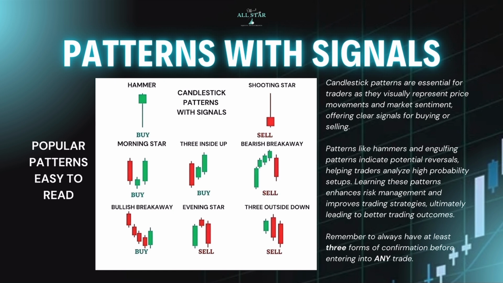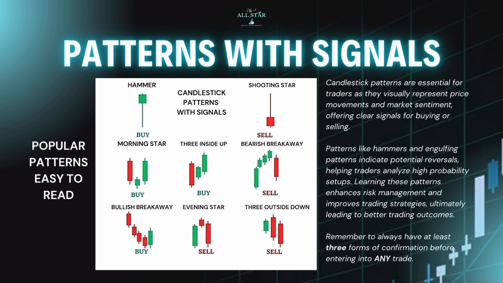Now when it comes to the 3 outside down, this pattern consists of 3 candles where the first is bullish, the second is bearish, and of course it's a bearish engulfing of the first candle. And the third confirms that the bearish reversal is soon to come by closing lower than the previous. So I hope that makes sense for that 3 outside down one. That one can be kind of tricky for some people sometimes. But again, it also is going to provide a sell signal.